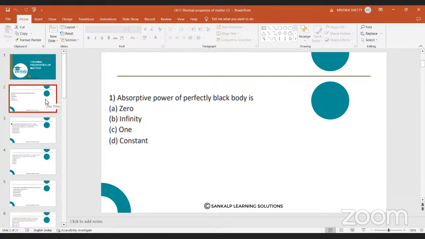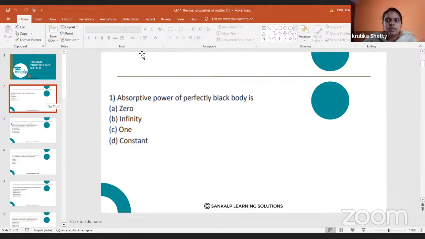Yes, so the first question is, absorptive power of perfectly black body is. For a perfectly black body, what is the answer? A, C, B, is it 0, infinity, 1 or constant? Yes, it is 1. Very good students, it is 1.